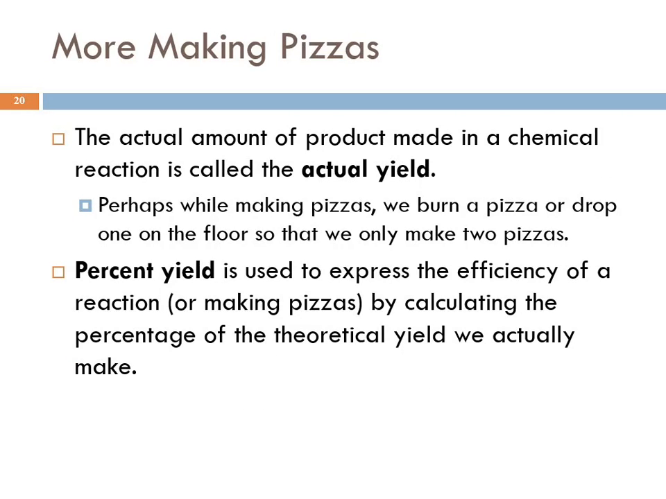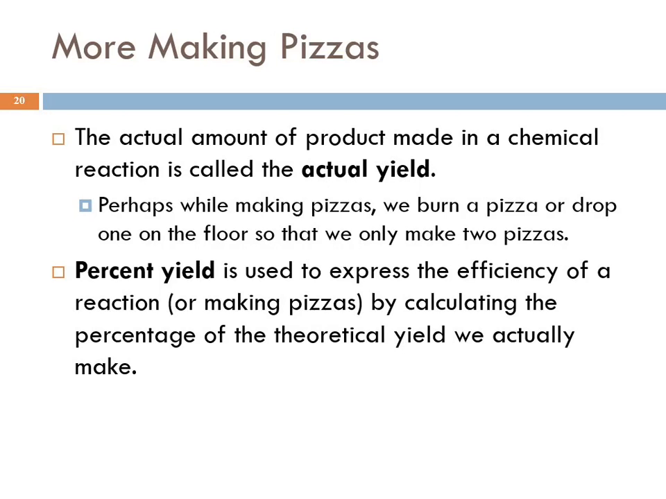So the amount that's actually made is called the actual yield. Isn't that cryptic? The actual amount is the actual yield. If you burn one or drop it on the floor, then we really end up with only 2 pizzas that we could serve, right? So even though in theory we should have been able to make 3, we screwed up and we only ended up with 2. That's the actual yield. And we use percent yield as a way to express how efficient we were in making pizzas or in a chemical reaction.